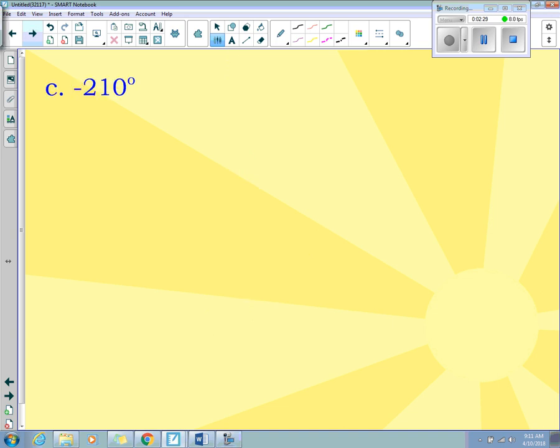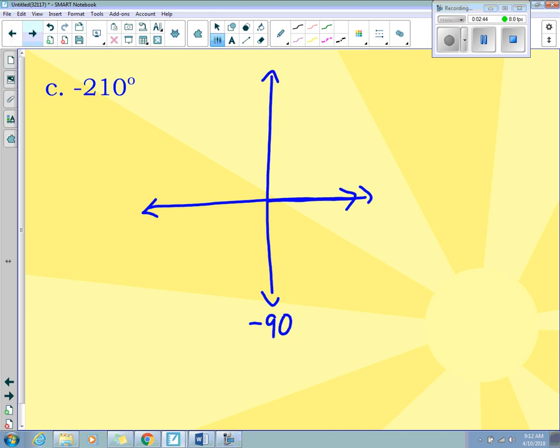If we are graphing a negative angle, then we are going to go in the opposite direction, which would be clockwise. So our initial side still starts at 0, right here. But then you could think of this as negative 90, because we're going this way, and negative 180. So if we're looking for negative 210, that would be 30 degrees further than negative 180. So this is actually 30 right here. And our angle itself goes all the way from our initial side all the way to here.